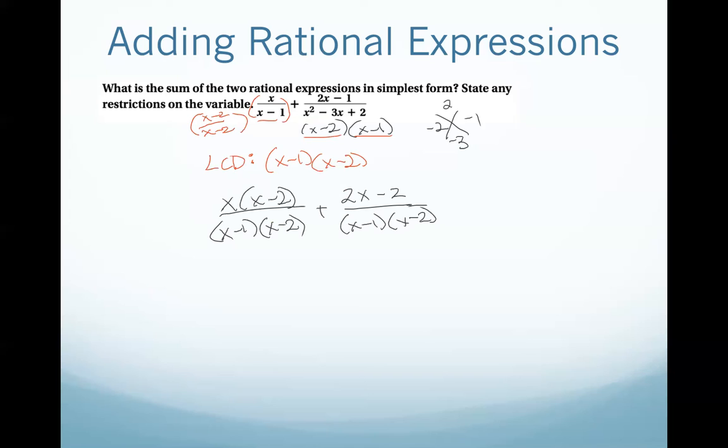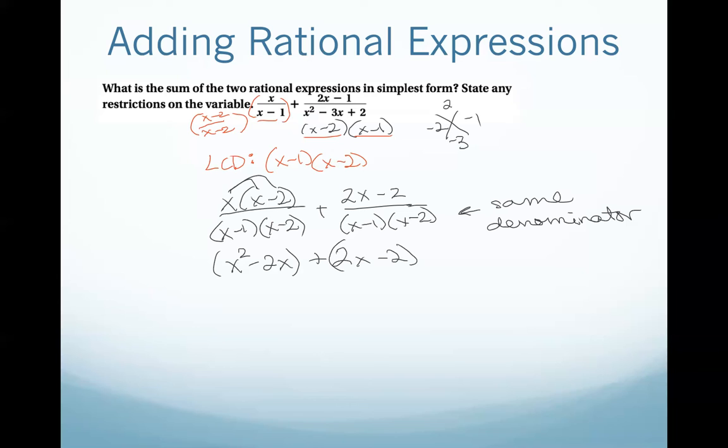Now that they have the same denominator, I can add the numerators. I'm going to go ahead and distribute. So that's x squared minus 2x is my first numerator, plus 2x minus 2 is my second numerator. Notice I put them in parentheses. That's so that I don't accidentally drop a negative or forget to distribute. For addition, it is not as crucial, but since it will be crucial for subtraction, it's a good habit to just always do it. Okay, now I'm going to distribute.